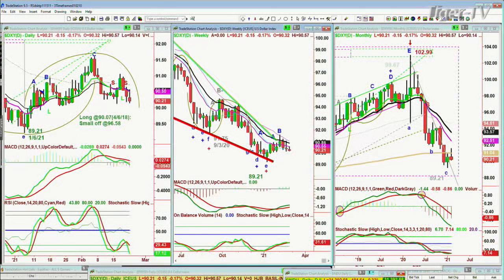It's making the dreaded H, right? A big dreaded H with a small dreaded H, and that massive move to peak E at 102.99, pulling back to 89.21. Look at this monthly candle, horrible. We actually are long for subscribers. We've been long since April the 6th of 2018 at 91.07. Only took a small bit off at 96.58 on the way up, and then it ran all the way to 102.99. We followed it.